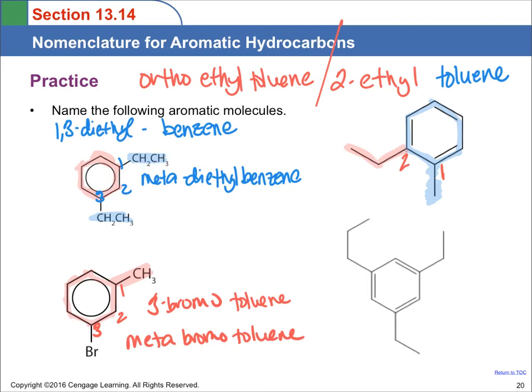For this last example, we've got 3 groups. And when you have 3 groups on a benzene ring, all you can do is number. We don't have ortho-meta-para. So if we check to see what groups we have, an ethyl group, a second ethyl group, and a propyl group. So no methyl, so it's not toluene. It is going to be benzene.